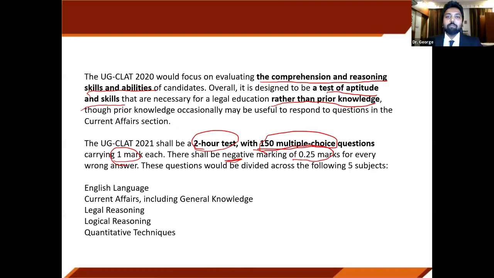Why negative marking is important here is because I will also be telling you a little bit about exam room strategy. It's not just about studying, but also what you do inside the exam hall. We'll get to that in a bit. So these are the 5 different divisions: English language, current affairs and general knowledge, legal reasoning, logical reasoning, and quantitative techniques. We'll take a look at what each one of these is.